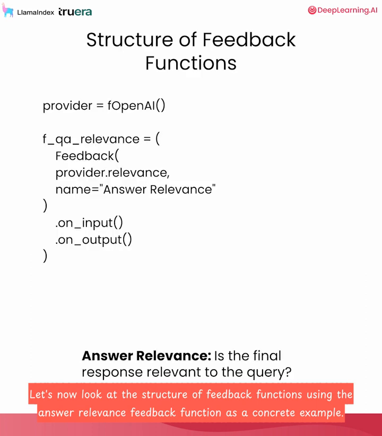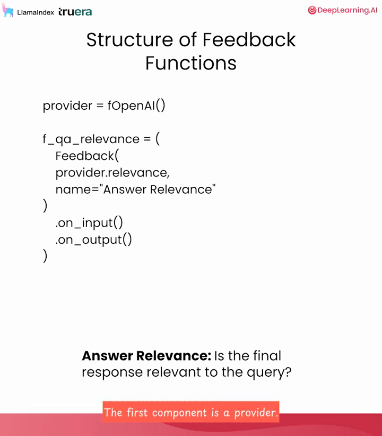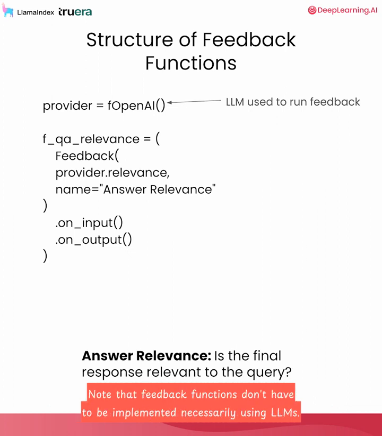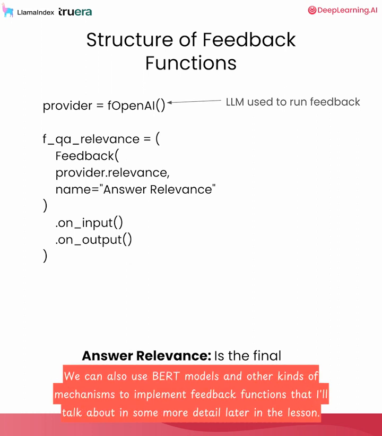Let's now look at the structure of feedback functions using the answer relevance feedback function as a concrete example. The first component is a provider, and in this case, we can see that we are using an LLM from OpenAI to implement these feedback functions. Note that feedback functions don't have to be implemented necessarily using LLMs. We can also use BERT models and other kinds of mechanisms to implement feedback functions that I'll talk about in some more detail later in the lesson.